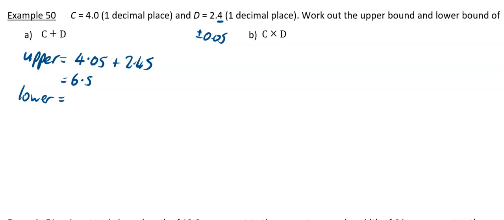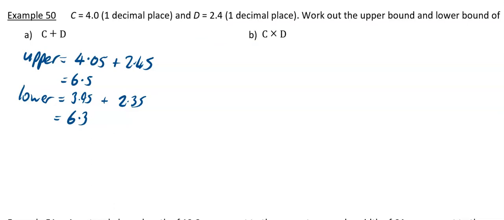Okay, for the lower bound, it's the same idea. First of all, the lower bound of 4.0: you take away 0.05, you're going to get 3.95. Likewise, the lower bound of 2.4 is going to be 2.35. And if you add those two things, you're going to get 6.3.